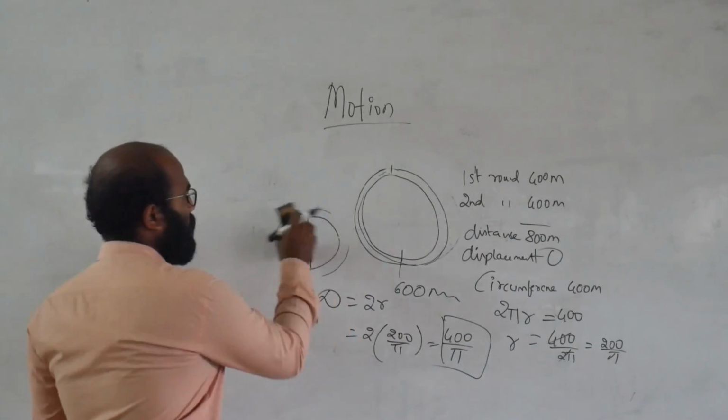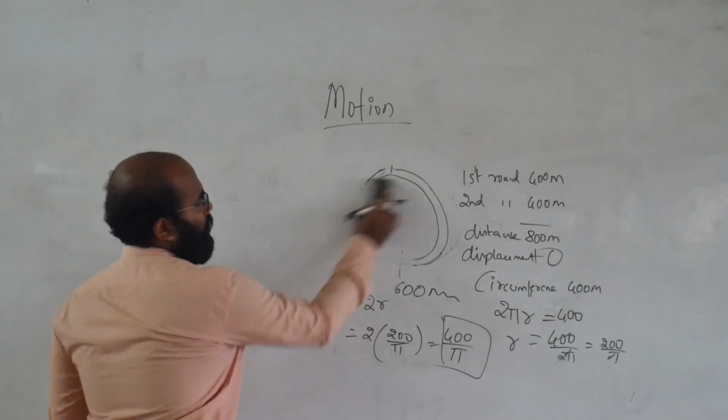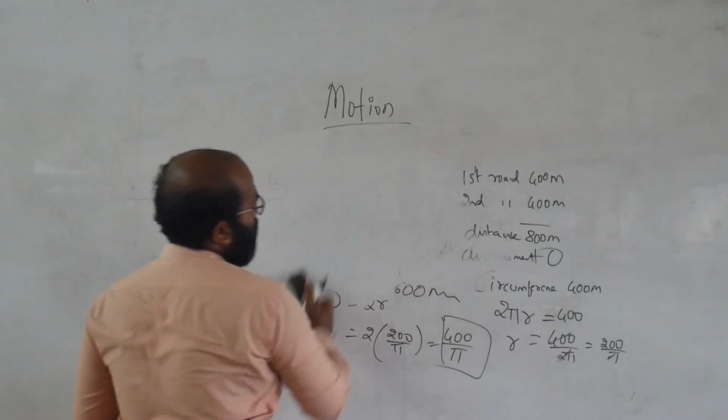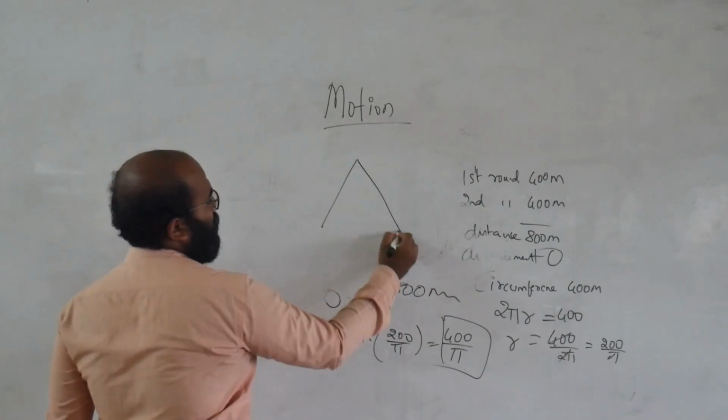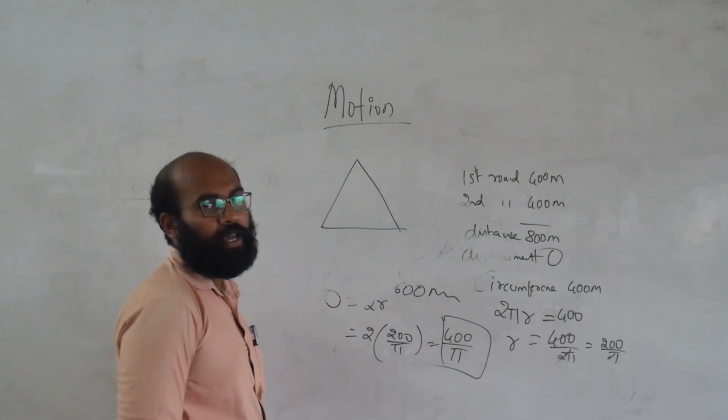So similarly, as I told in the previous classes, if I take a triangle, consider this to be an equilateral triangle.